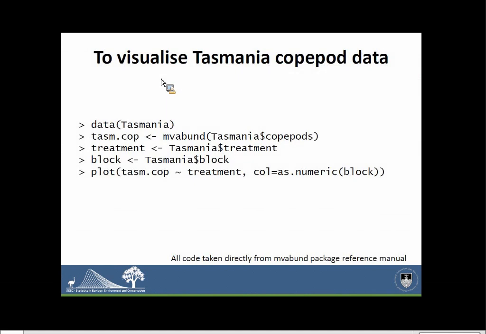And then you pull in your treatment, which is a vector, and your block, which is also a vector. And then you can plot these in relation to each other. So you plot your mvabund object as a function of treatment, and then you can color it as numeric to the block. And this is a really nice way to visualize your raw data.